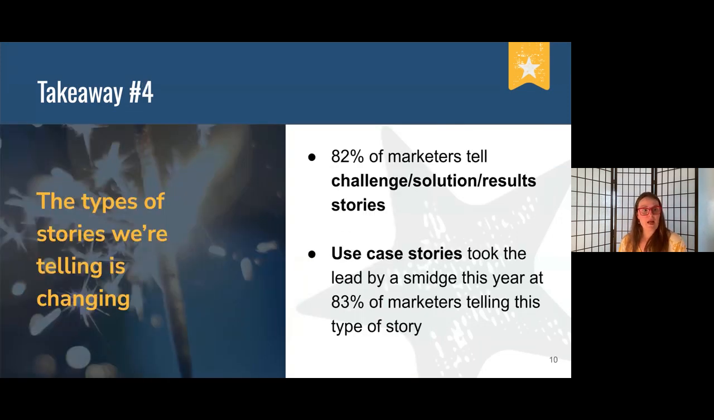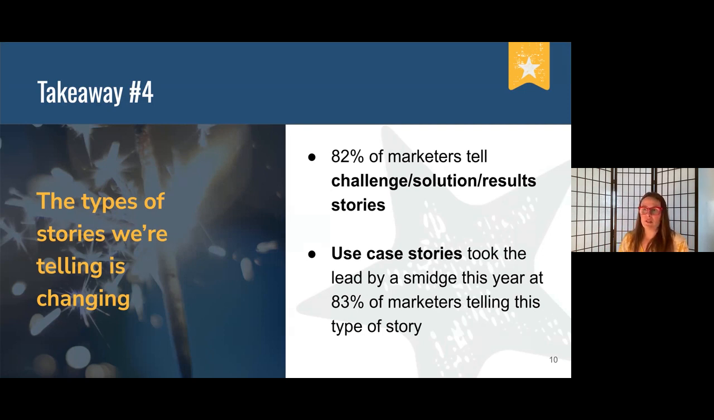Takeaway number 4, the types of stories that we're telling is changing. This has been something that I've really been interested in and have been keeping my eye on. So on the next slide, you'll see the different types of stories that we provided people with in order to choose which ones they tell the most of.